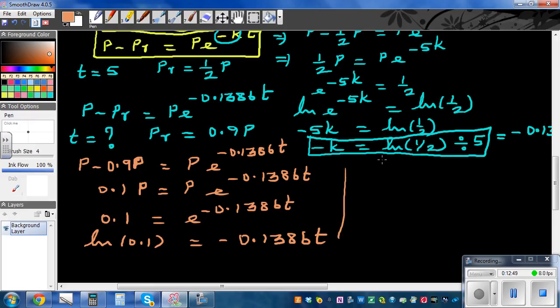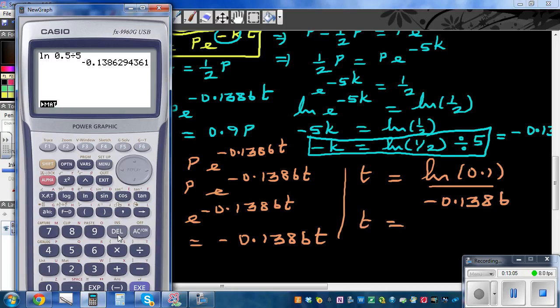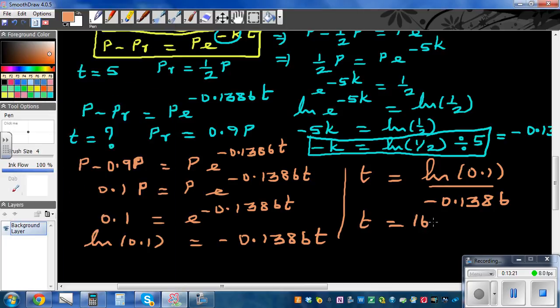So finally, we got the answer. t would be natural log of 0.1 divided by negative 0.1386. Okay, so let's again use the calculator. So this is natural log of 0.1 divided by negative 0.1386, which is 16.6 days. So in 16.6 days, 90% of the population of any country, if this is the rule that is followed, would hear the rumor.